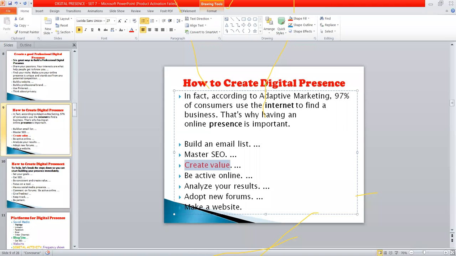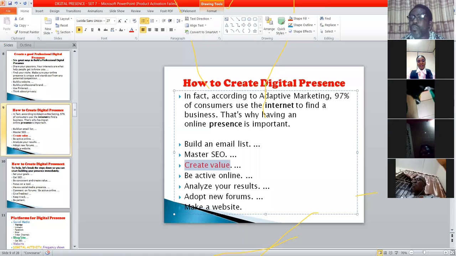So one thing I would always advise and encourage people to do is to ensure that they create value, add value to people. You have to be active online. For example, I have a blog. You are supposed to have read the blog and make a comment. That's active. Apart from my own, when you go online, you read some things, look for places where you make contributions.